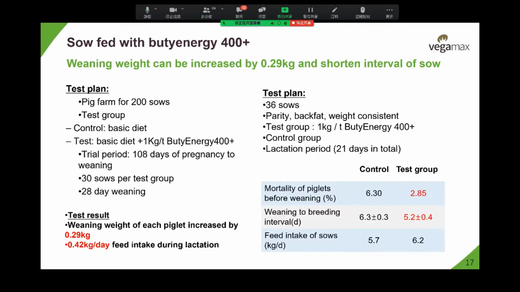Another test on 36 sows, the dosage is the same, 1 kilogram of Butyl Energy 400 Plus. The results show that mortality of piglets before weaning decreased from 6.3 to 2.85. The weaning-to-breeding interval was also shortened.